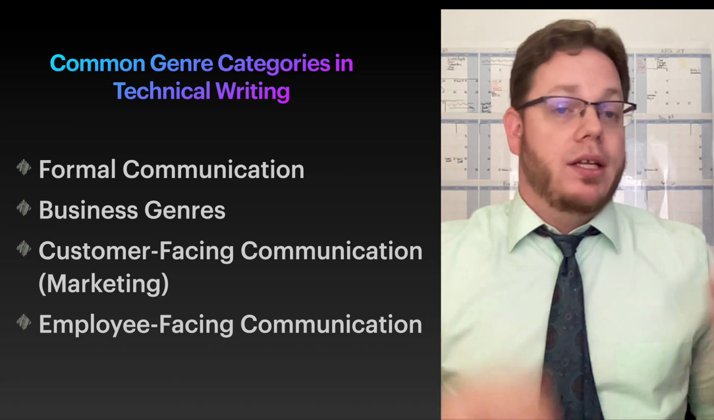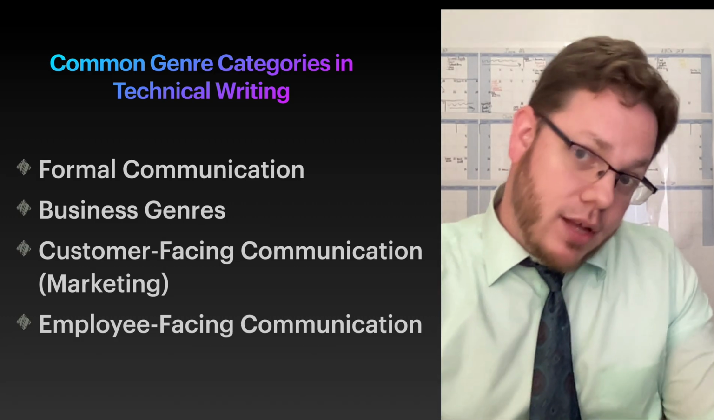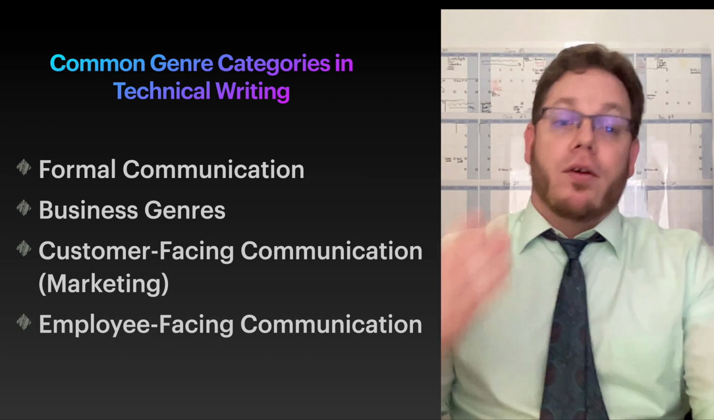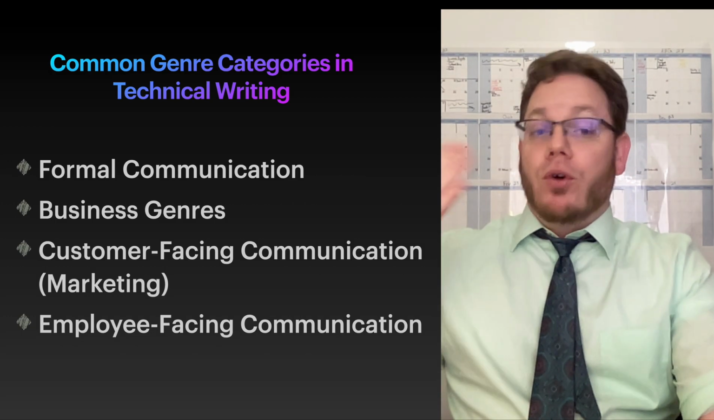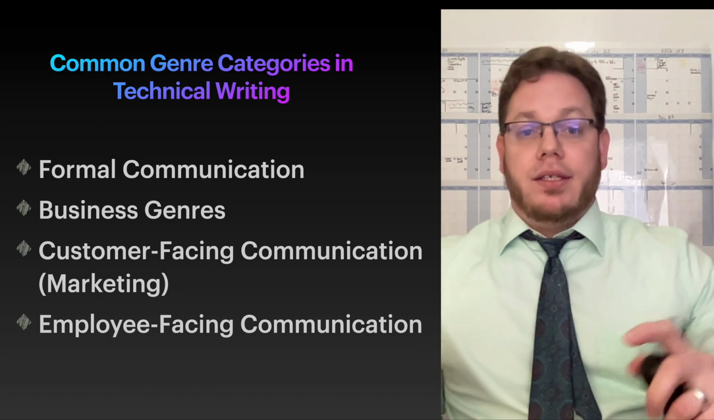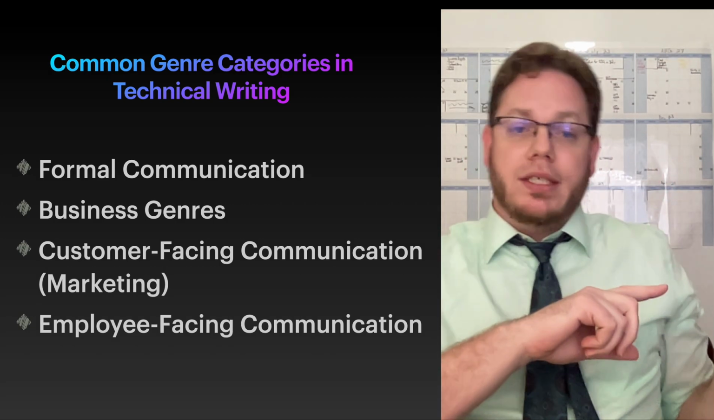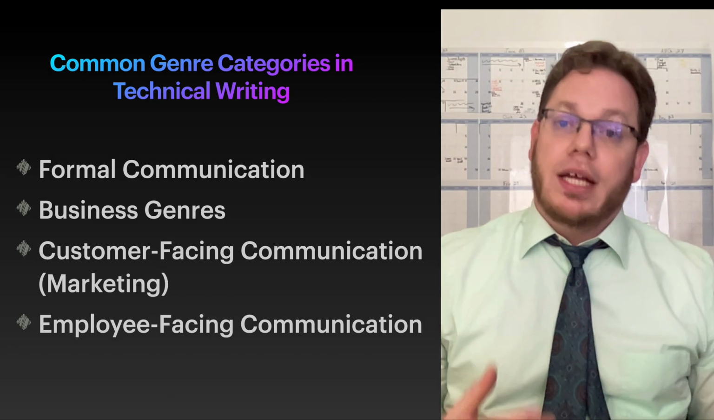Hence, genre. But let's talk about some general categories here, because I may have gotten slightly off topic. It happens. So there are 4 major categories for genres. We've got formal communication. We've got business genres, and then we've got customer-facing communication that's closer to marketing, and employee-facing communication that's closer to manuals and things like that. And so let's jump into that.